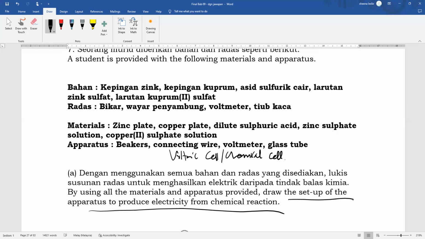Zinc will go in zinc solution. Copper will go into copper solution. Now look, I've got a dilute sulfuric acid. The dilute sulfuric acid is used with the glass tube. Okay, the glass tube is your salt bridge. Whenever you have two different solutions, that means you've got 2 beakers. When you've got 2 beakers, then you must have a glass tube.